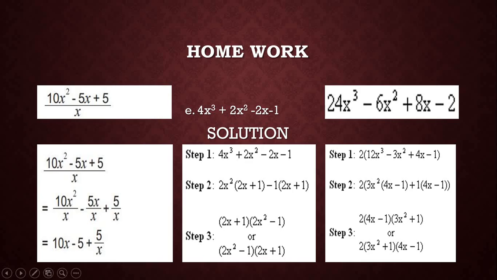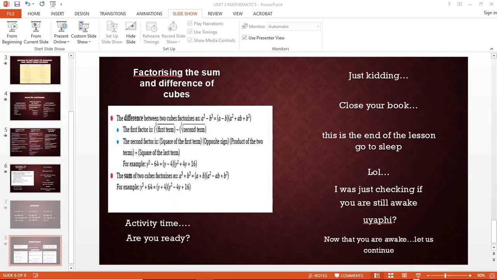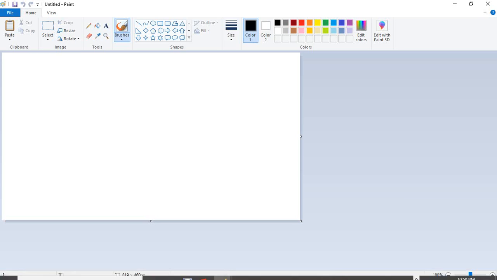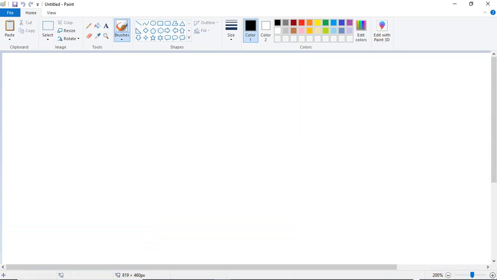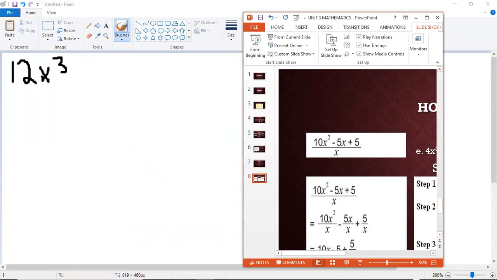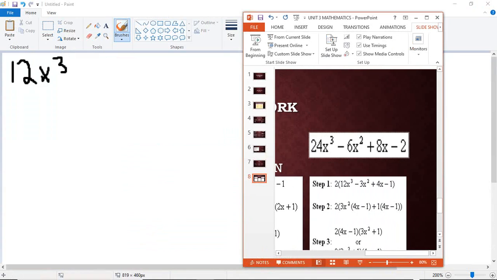If this is a bit too complex for you, it's fine. I will work on it with you. Let me just exit the slide and then go to my paint, open a new one, and let me show you how they did it. Let me just work with what is in the bracket. 12x to the power of 3.